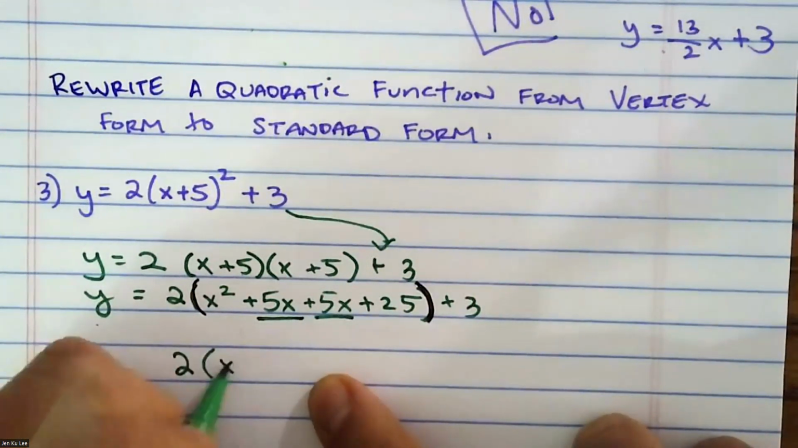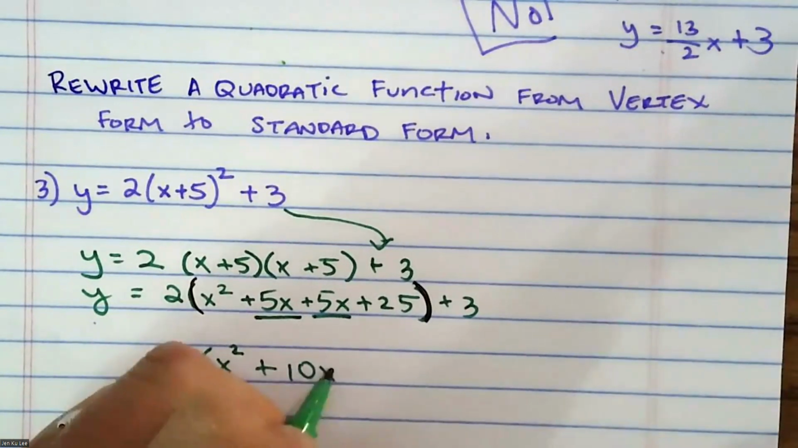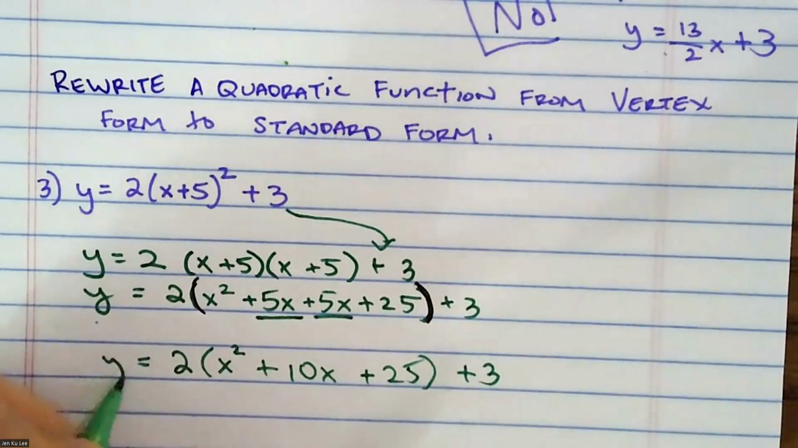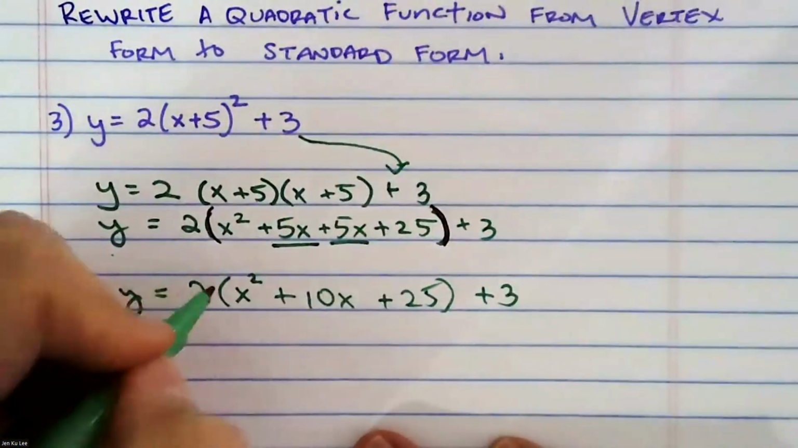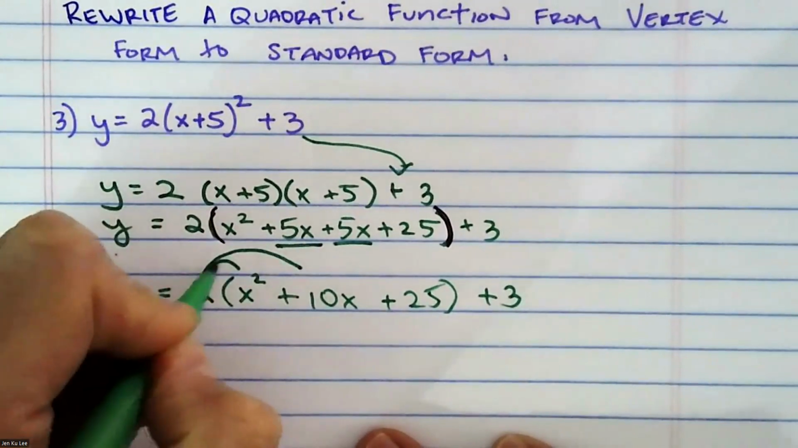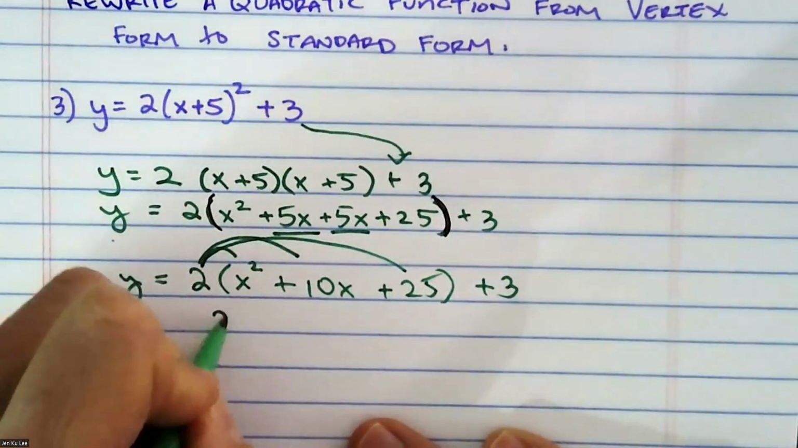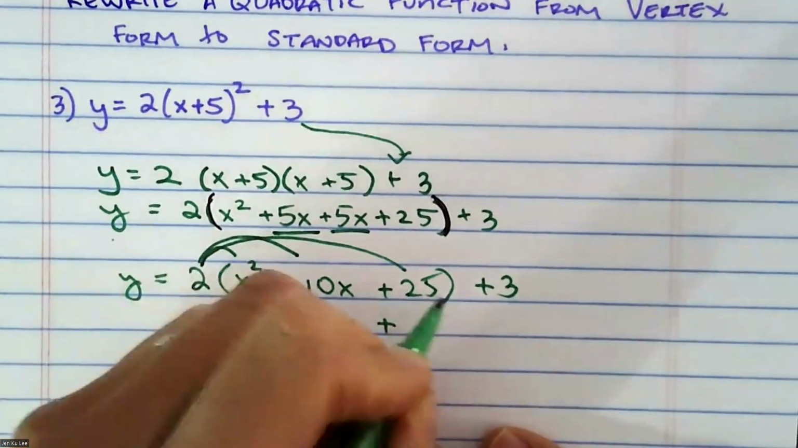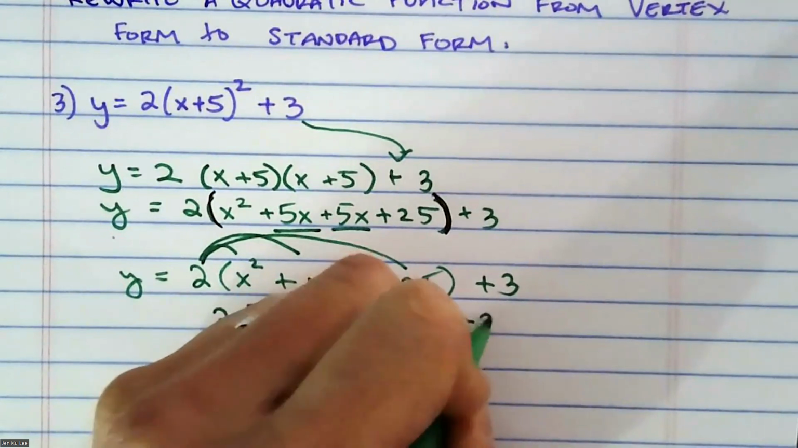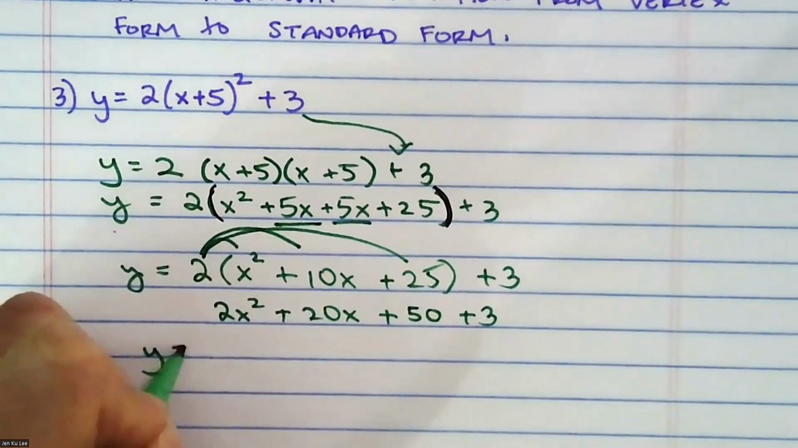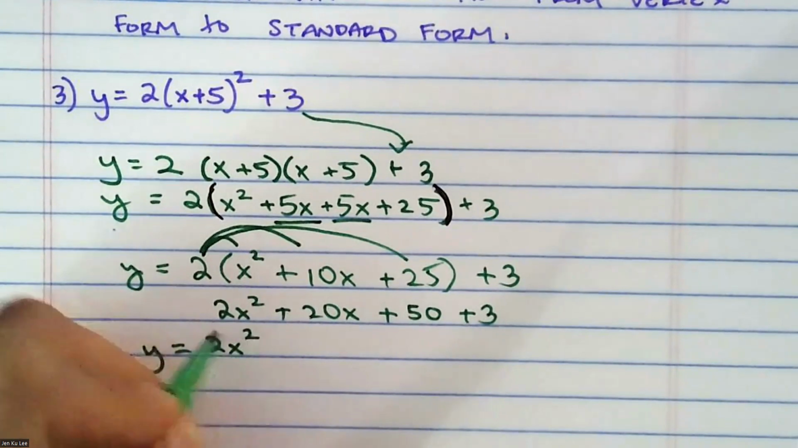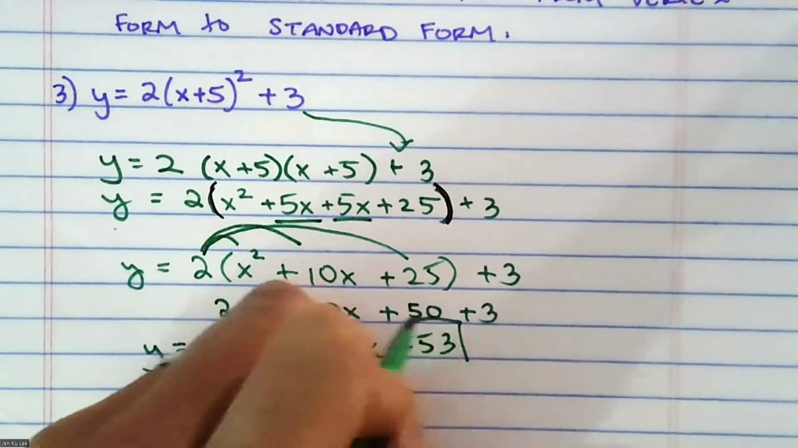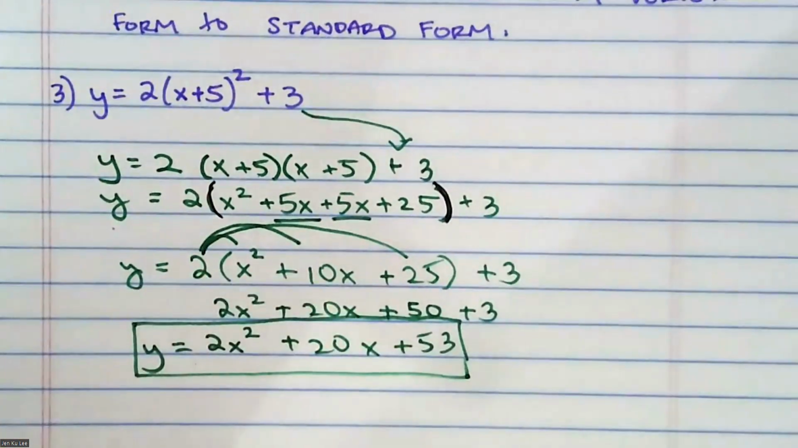So it's 2 times x squared plus 10x plus 25, plus 3 equals y, right? And then I'm going to proceed by distributing out this 2. So it's 2x squared plus 20x plus 2 times 25 is 50, plus 3. So y equals 2x squared plus 20x plus 53. And that is my standard form.